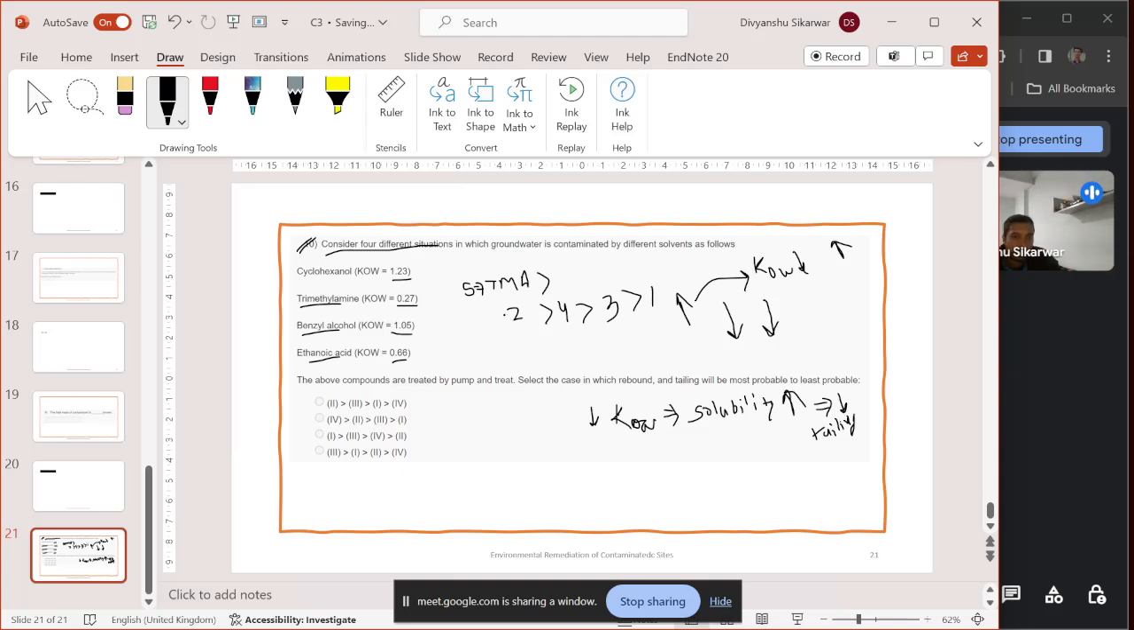So the higher the solubility, the lower the tailing, and we have to give it from most probable to least probable. The most probable tailing will happen in this one. For tailing, the sequence should be 1, 3, 4, and 2. Which option matches it? 1, 3, 4, 2. Option C is correct.